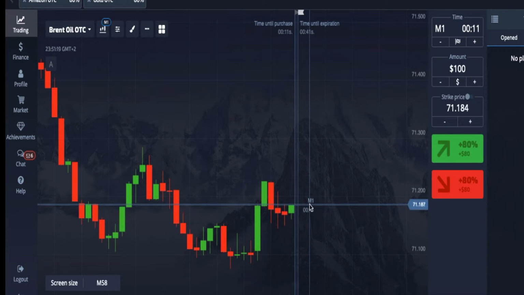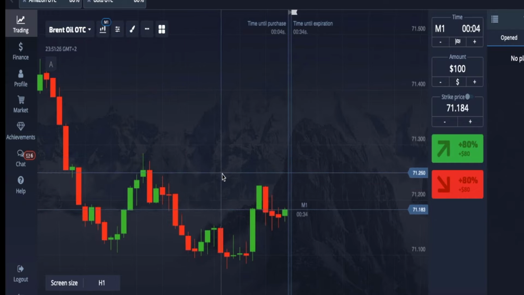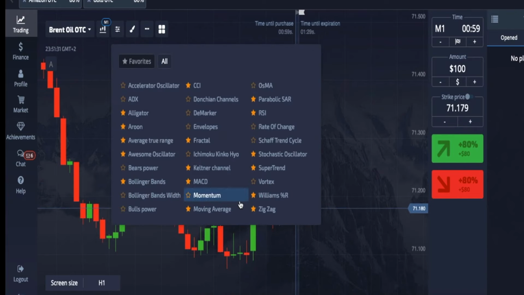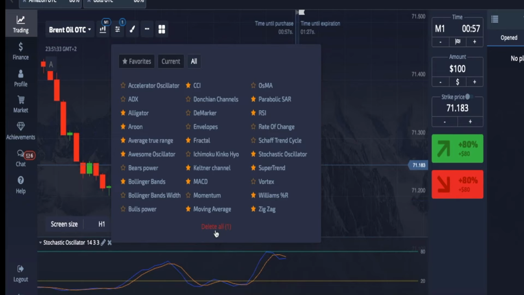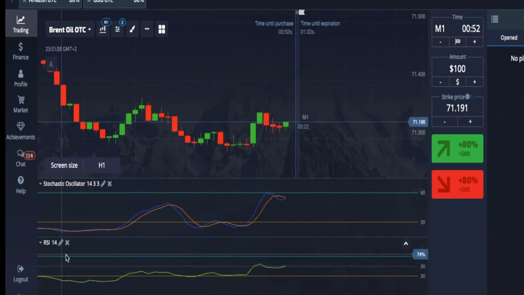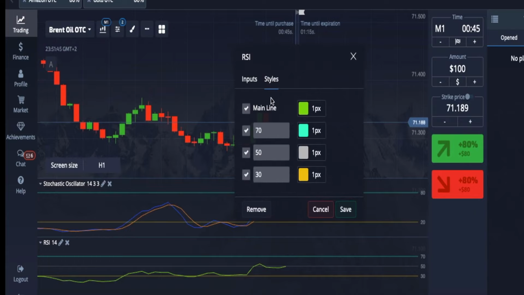For today's strategy, we are going to be focusing on putting two indicators on, the stochastic and the RSI. Now, as you can see, these are the settings for the RSI, which is period 14, what we're going to use. And make sure the styles are correct here for 70, 50, and 30.